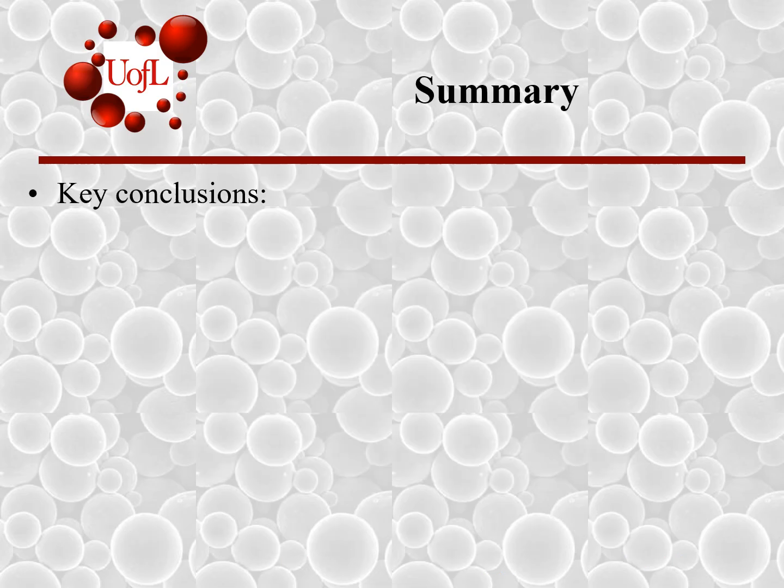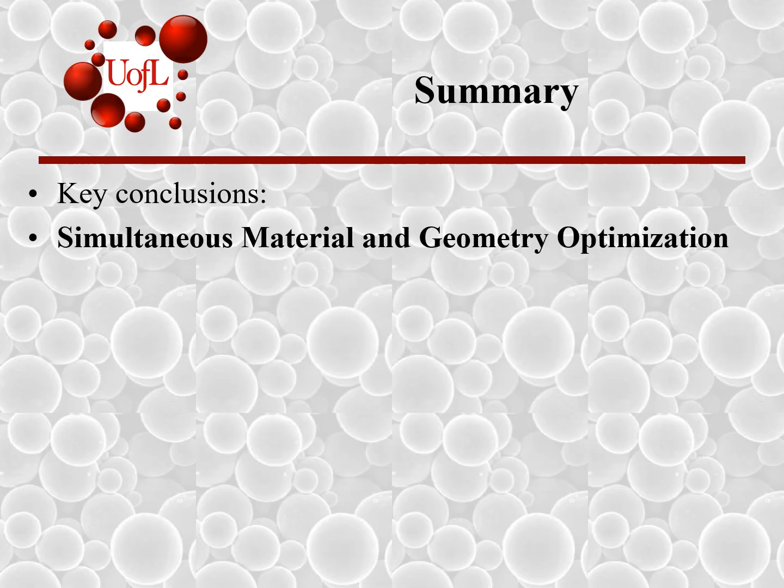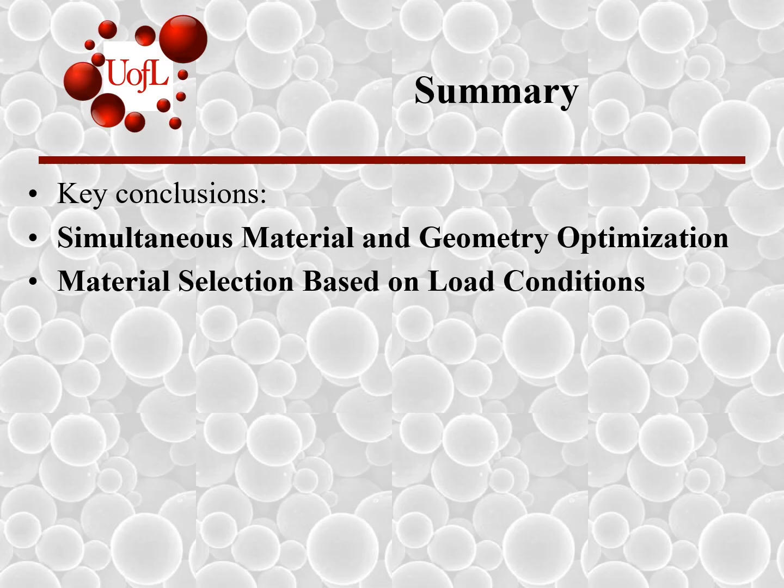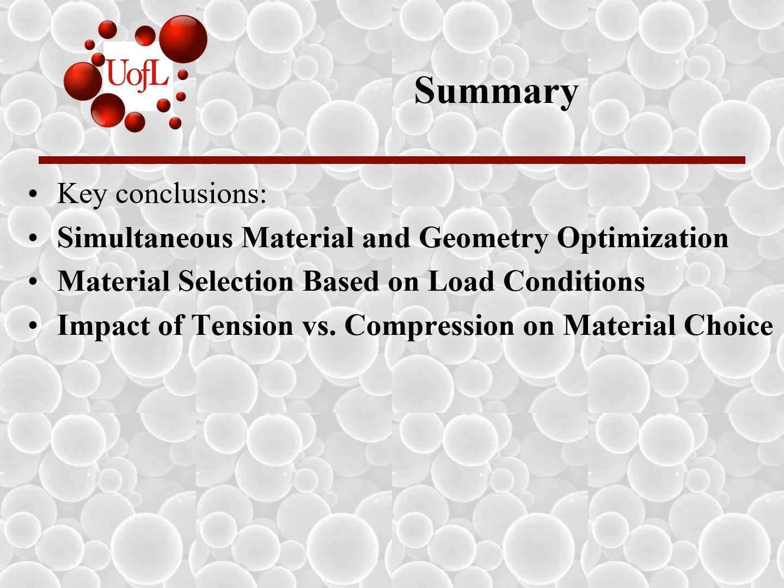In summary, key conclusions from this research paper include that simultaneous material and geometry optimization ensures maximum stiffness, minimal weight and cost, and it provides safety against failure. The material selection based on the load conditions defines the most useful material for low, moderate, and high loads. And the impact of tension versus compression on material choice defines the most useful material based on tension and compression.